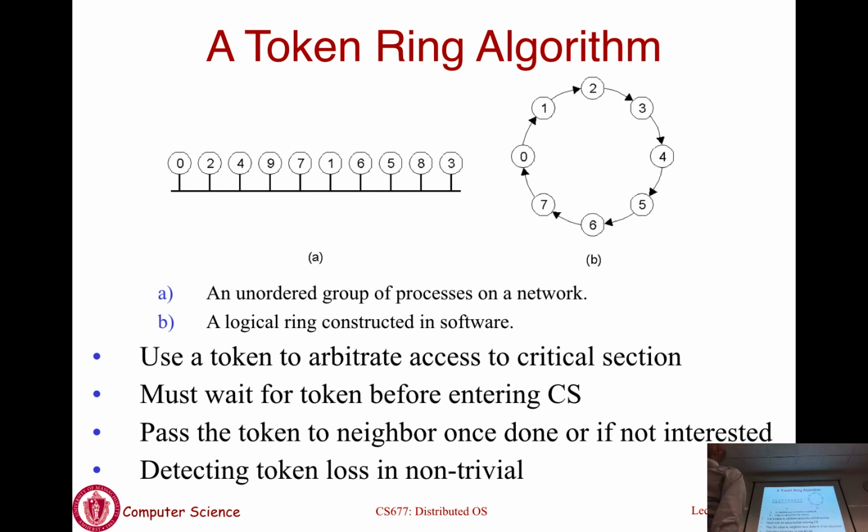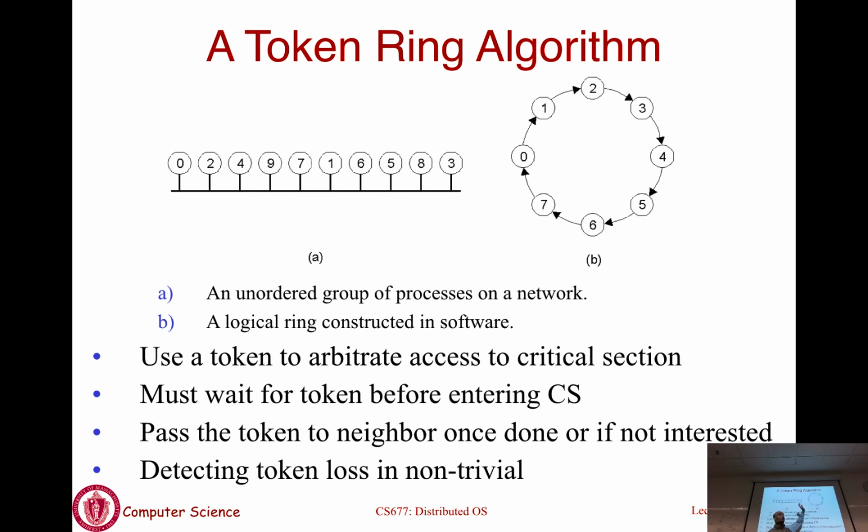You will have a special token message that is circulating in the ring. You need to hold the token to acquire the lock. If you hold the token, you hold the lock at this point. If you want to acquire the lock, you simply wait for the token to come to you. The token is going to keep circulating through the logical ring.